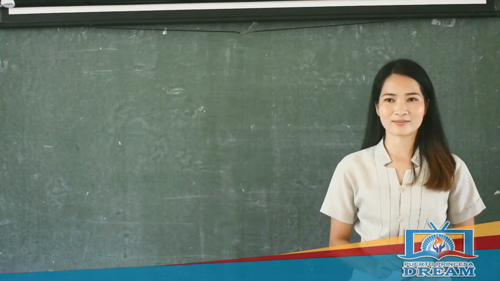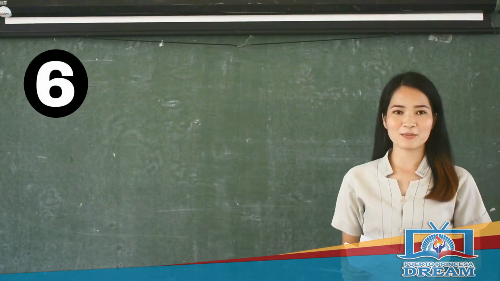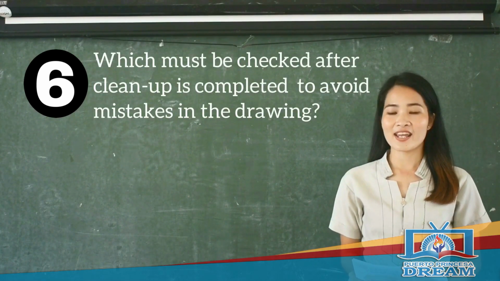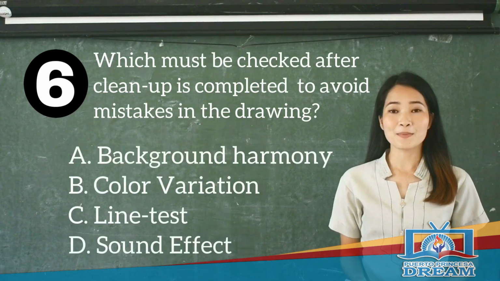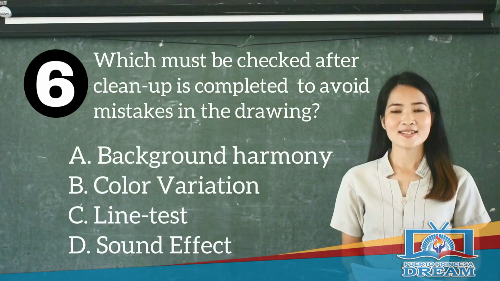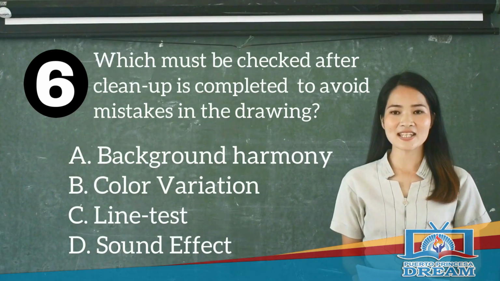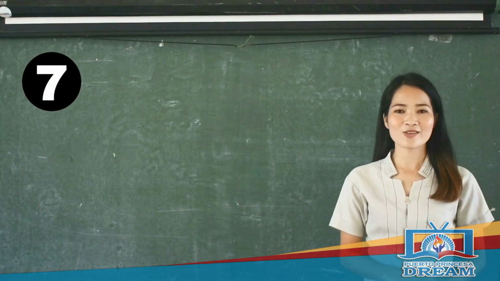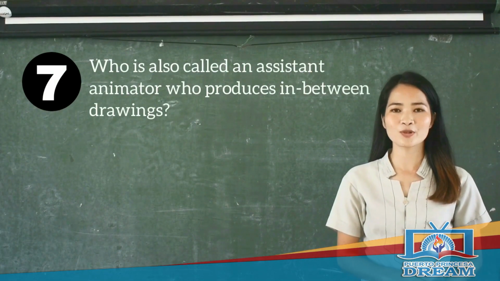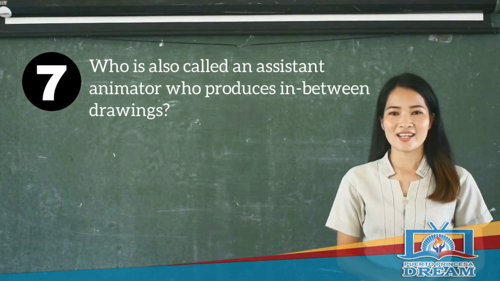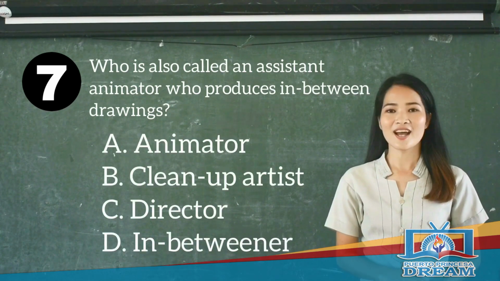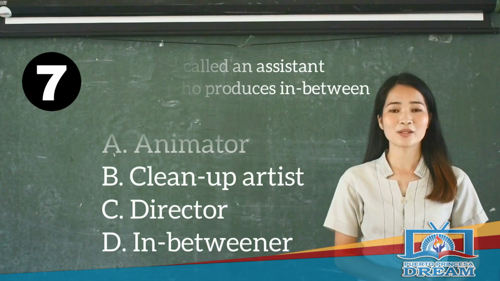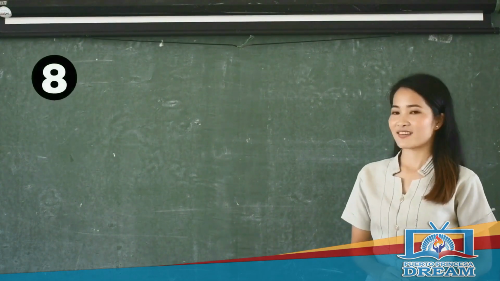Number 6. Which must be checked after cleanup is completed to avoid mistakes in the drawing? A. Background harmony. B. Color variation. C. Line test. D. Sound effect. Number 7. Who is also called an assistant animator who produces in-between drawings? A. Animator. B. Cleanup artist. C. Director. D. In-betweener.